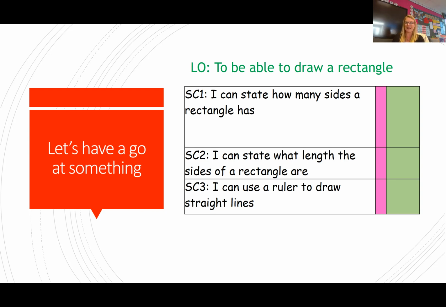Brilliant. So hopefully you have managed to work out whose was the best rectangle and why, and also to say if there was anything you found tricky about yours. So you have evaluated, haven't you? You have said what went well, and you have said what might have been a little bit tricky.